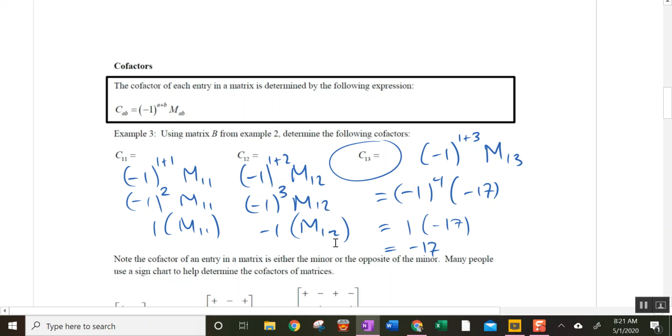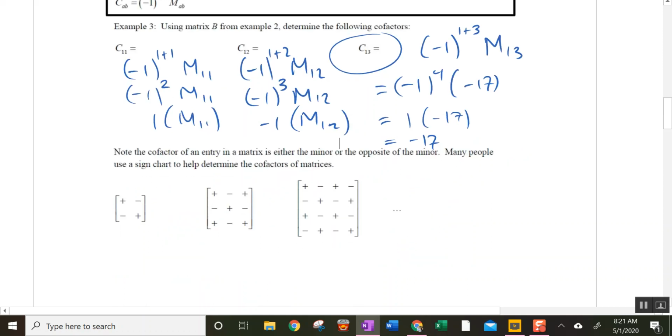So the pattern here, looking at a 3 by 3 matrix right here in the middle, it's going to go positive, negative, positive, meaning this is negative 1 to the second, this is negative 1 to the third, and negative 1 to the fourth. Negative 1 squared is positive, negative 1 cubed is negative, negative 1 to the fourth is positive. And you can see this is kind of the pattern for all of your cofactors. So we're simply going to take the minor and multiply it by the right sign.